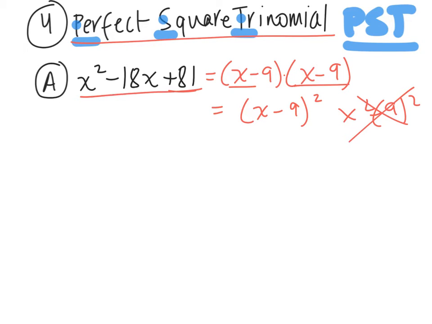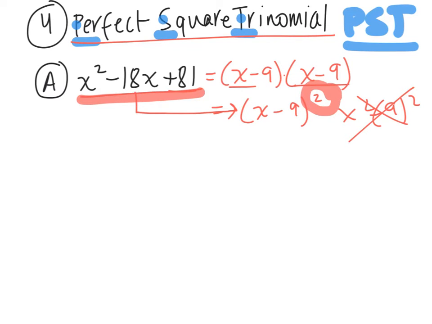It's x minus 9 times x minus 9. So I can express this trinomial, again, this is a trinomial, in factored form as a square. So we call that a perfect square trinomial. Why? Because it's a trinomial, again, 3 terms that can be expressed in factored form as a square.